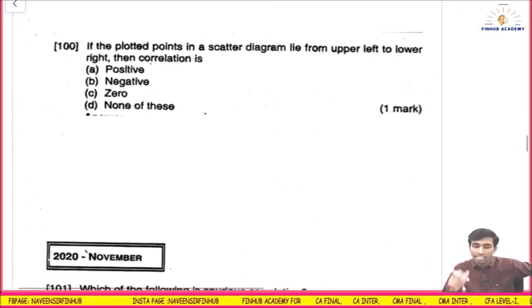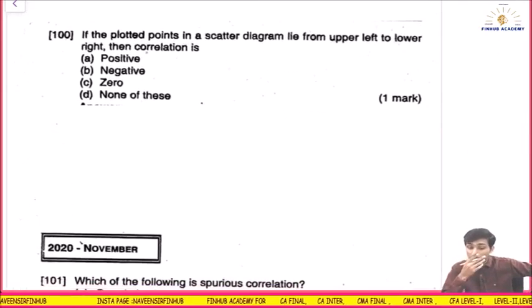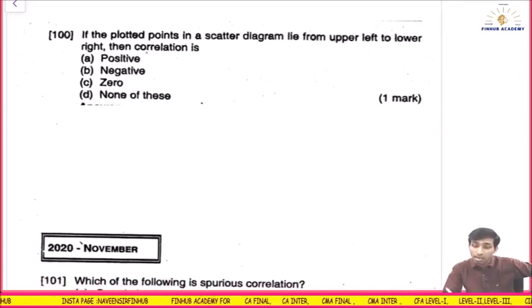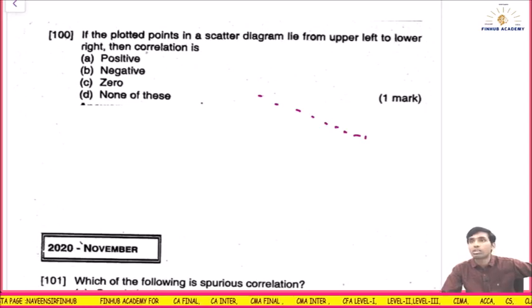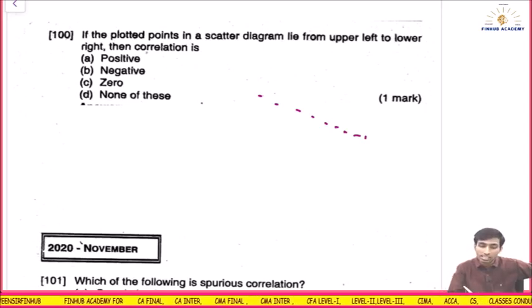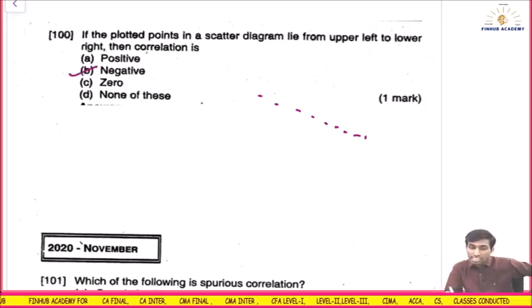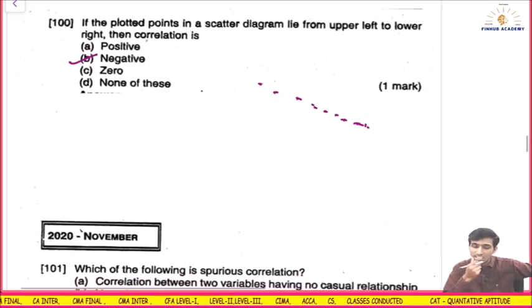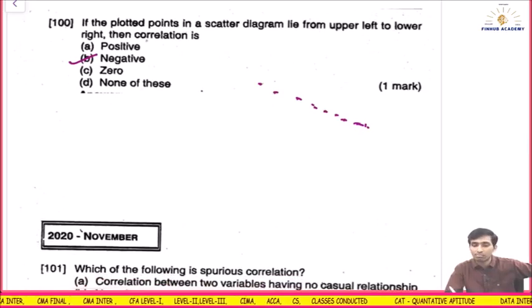If the plotted points in the scatter diagram lie from upper left to lower right like this, then the correlation is negative. They said a straight line. Plotted points in the scatter diagram like this show a negative relation. It's not perfectly negative, but negative means something like this.